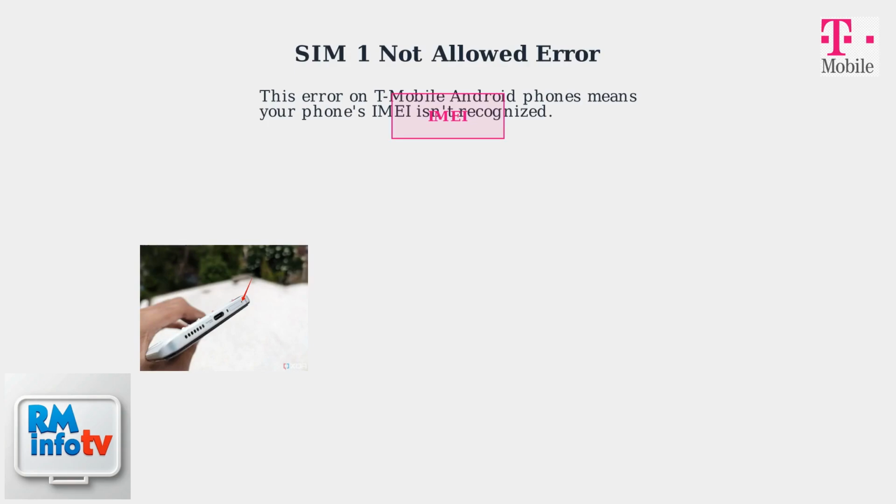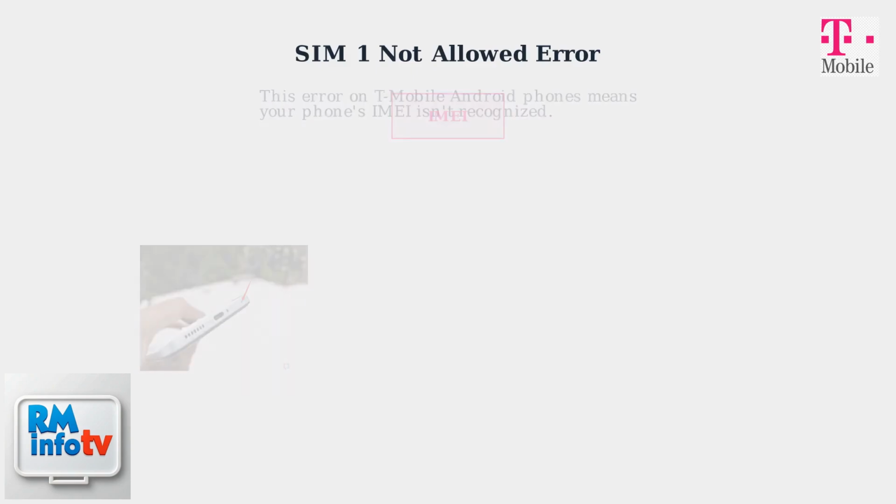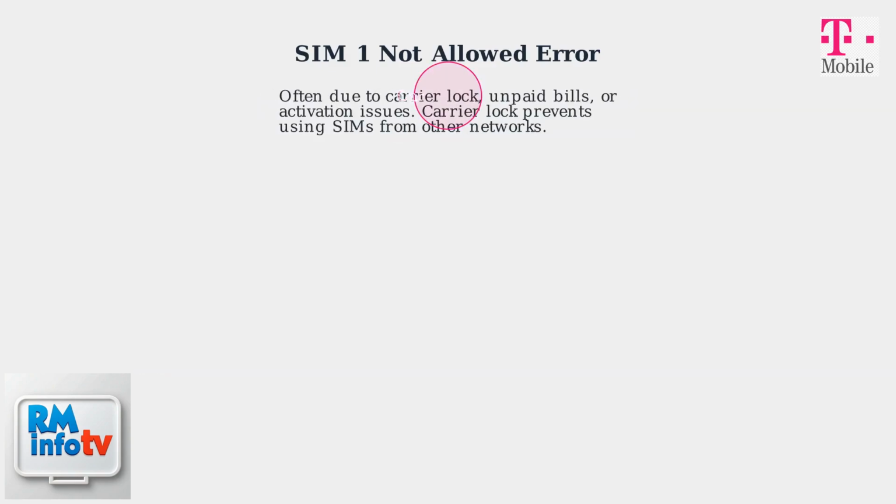The SIM1 not allowed error on your T-Mobile Android phone, especially Samsung Galaxy models, means your phone's IMEI isn't recognized by T-Mobile. This is often due to a carrier lock, unpaid bills, or activation issues. A carrier lock prevents you from using SIM cards from other networks.